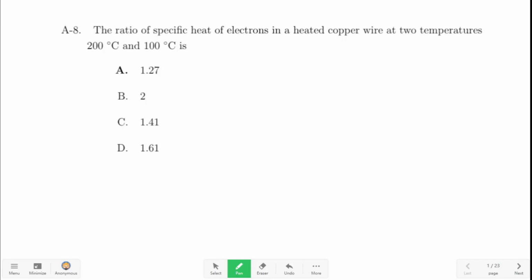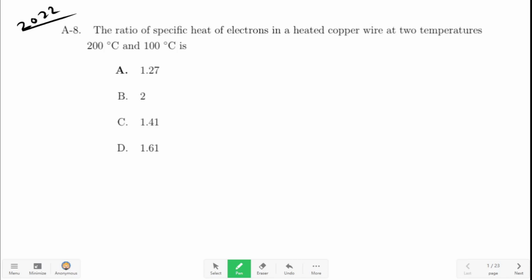In this session, we will do two questions from JEST 2022. The first question is, the ratio of specific heat of electrons in a heated copper wire at two temperatures, 200 degrees Celsius and 100 degrees Celsius, is.